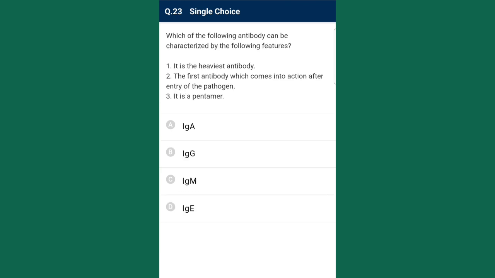Question number 23. Which of the following antibodies can be characterized by the following features? Immunoglobulin M, that is IgM, the heaviest antibody, the first antibody which comes into action after entry of a pathogen. It is a pentamer. So the correct option is option C, IgM, immunoglobulin M.